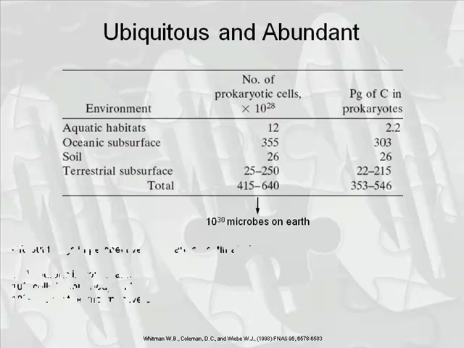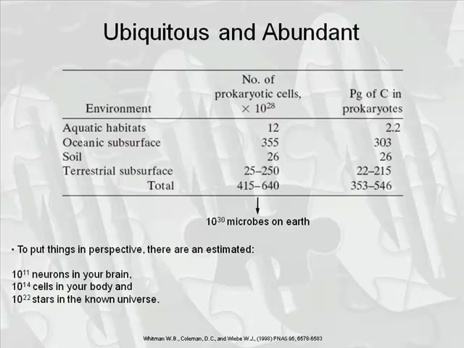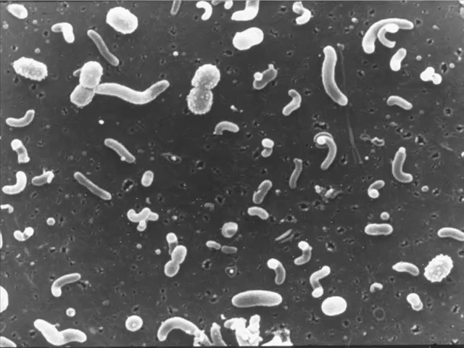Well, let's put that in perspective. 10 to the 11 neurons in a brain, 10 to the 14 cells in a body, 10 to the 22 stars in the known universe. So what does the numerical abundance of microbial communities in the world around us really mean? Well, with respect to that matrix, these organisms are not defined morphologically as being wonderful examples of Darwin's finches, right?